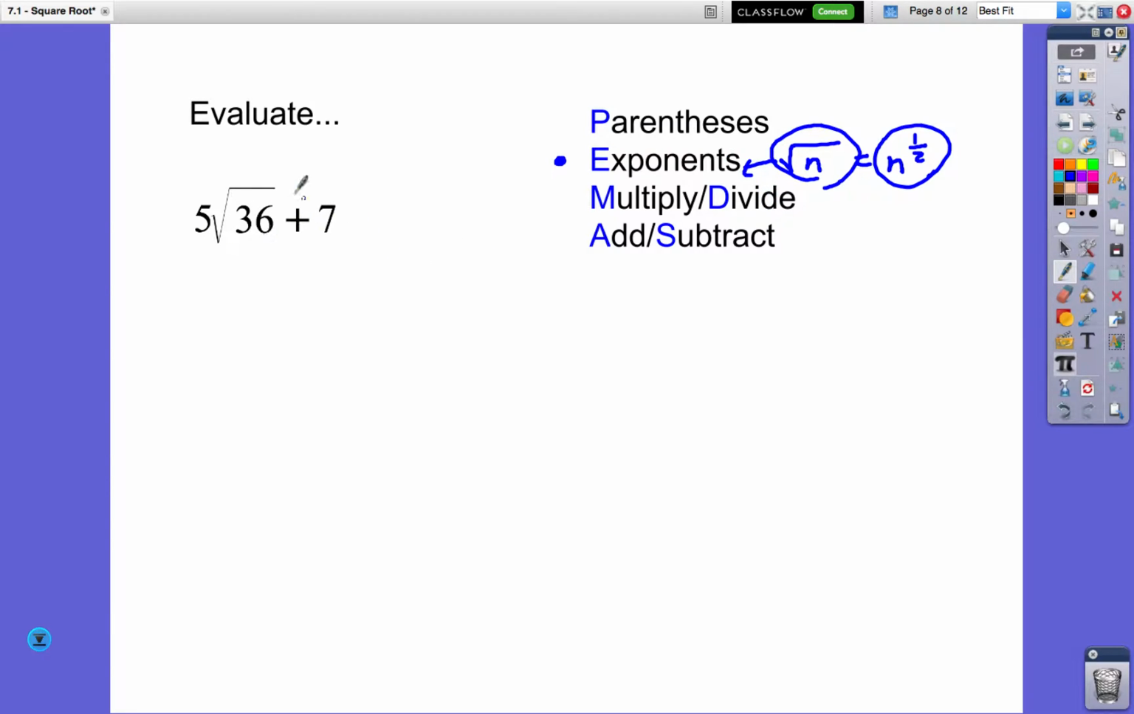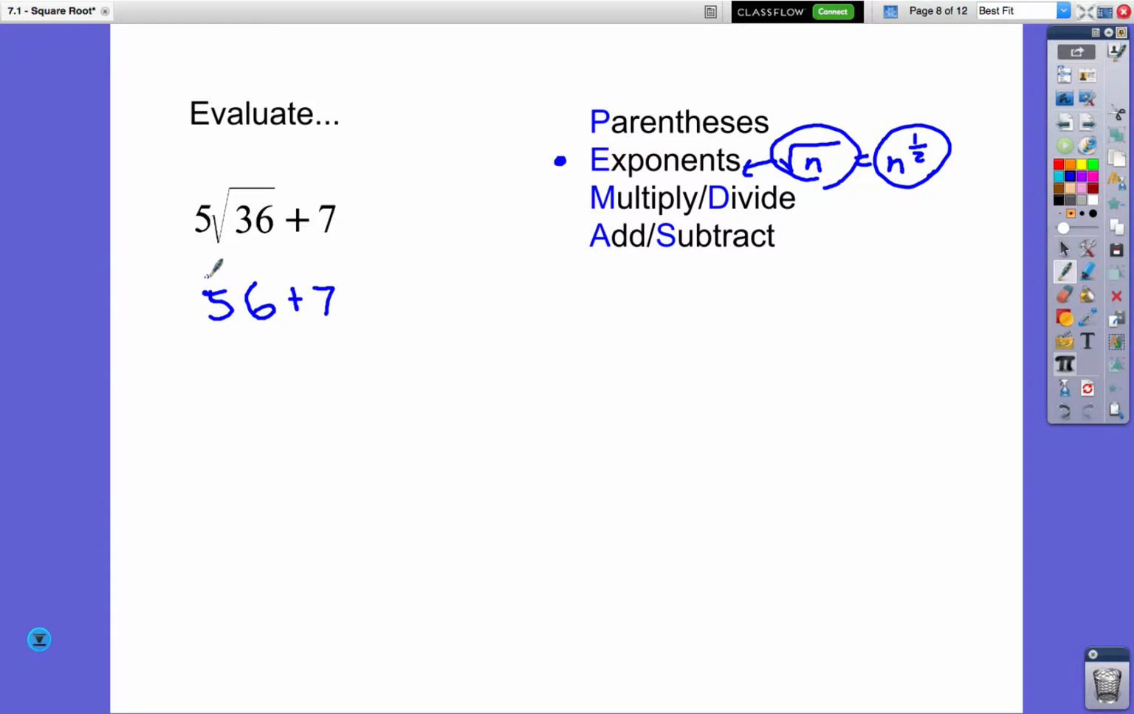So now I've got an order in which to attack this problem. Parentheses, I don't see any. So exponents come next. I want to do the square root of 36. So then the question becomes, well, now what do I do with this 5? Does this just become 56?